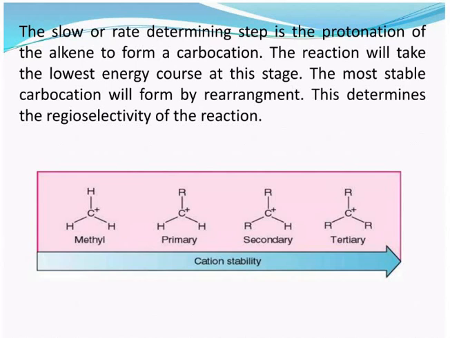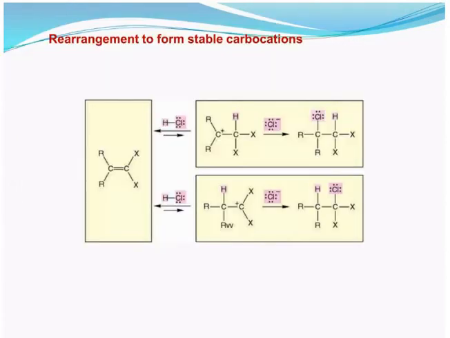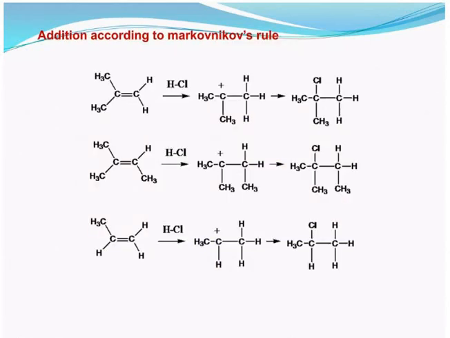The reaction will take the lowest energy course at this stage. The most stable carbocation will form by rearrangement, and this determines the selectivity of the reaction. You can see the tertiary. So rearrangement via hydride shift or methyl shift. You can see how the hydride shift occurs for stability, and methyl shifts. So rearrangement forms stable carbocations. You can see the rearrangement and different products.